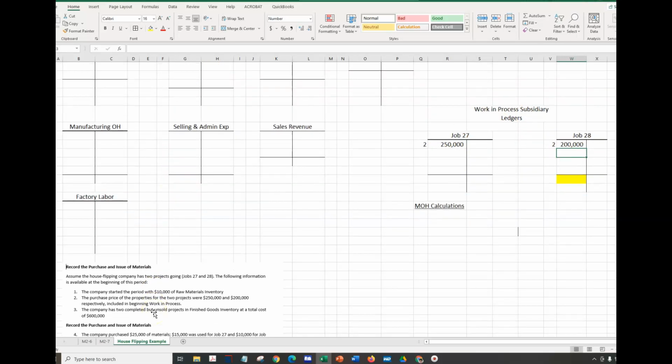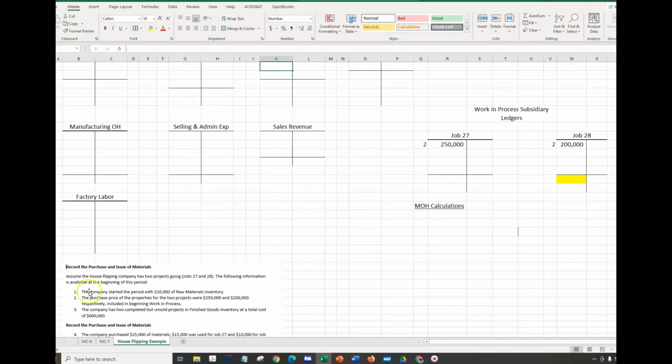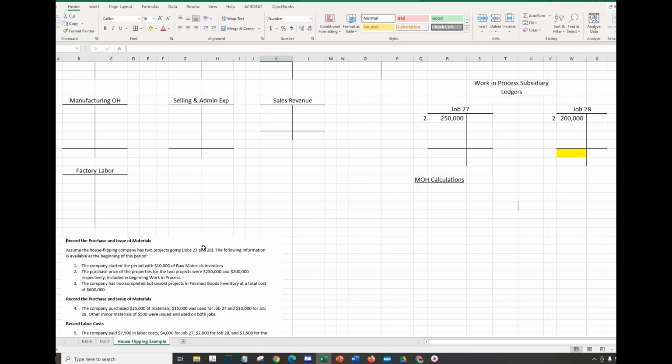All right. The company has two completed but unsold projects in finished goods inventory at a total cost of $600,000. So we have a beginning balance in finished goods inventory, that's number three, of $600,000. So now we have all of our beginning numbers in, and we can begin to look at what's going on now.